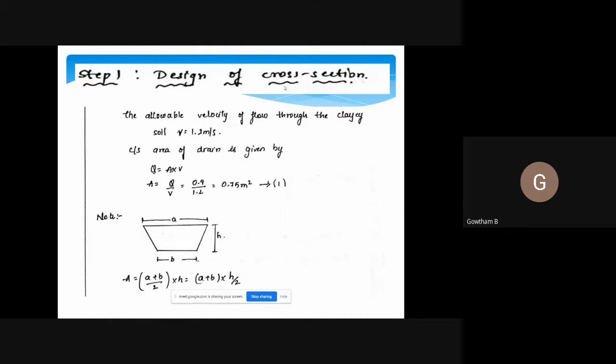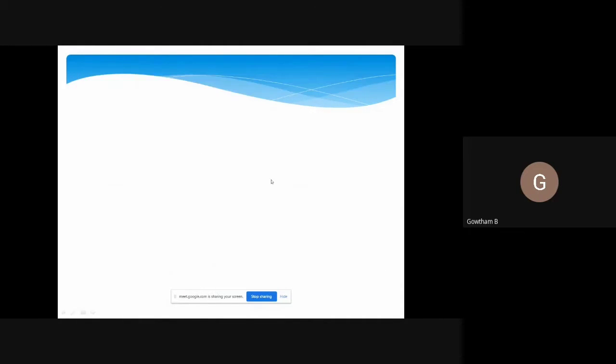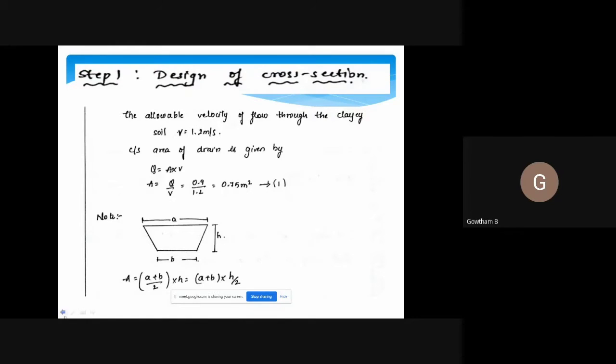Design of cross section. You know the continuity equation. I hope all of you know that Q is equal to A into V. This is the continuity equation. Q stands for discharge, A stands for area, and V stands for speed. If I want to calculate A, I can rewrite this equation as A is equal to Q divided by V. Here Q stands for discharge and V stands for speed, which are available in our problem, correct?